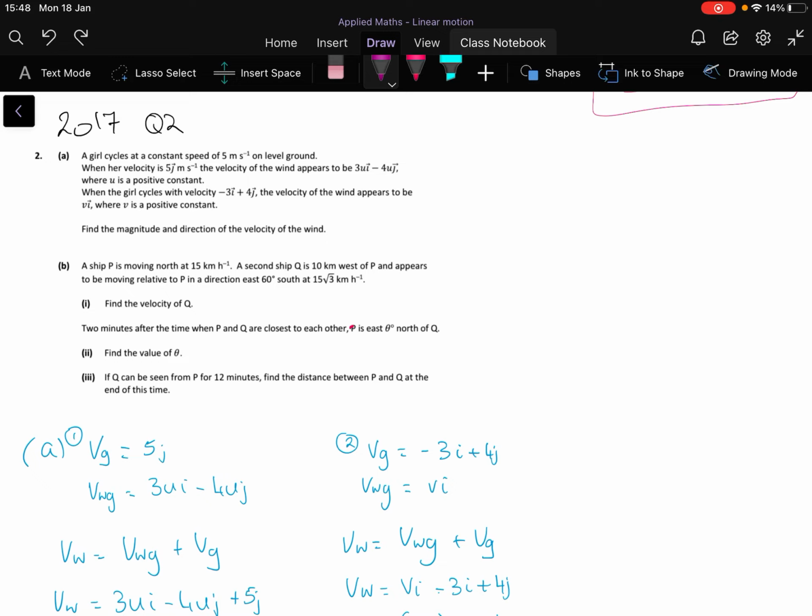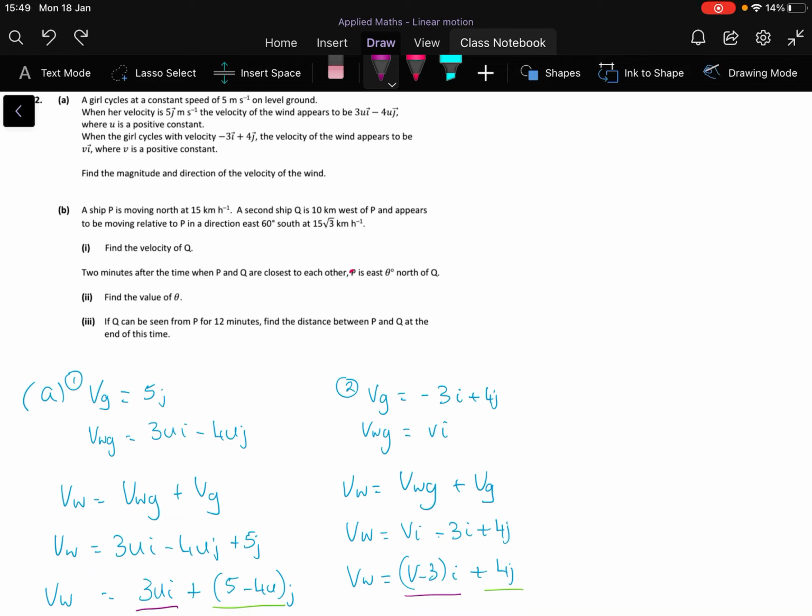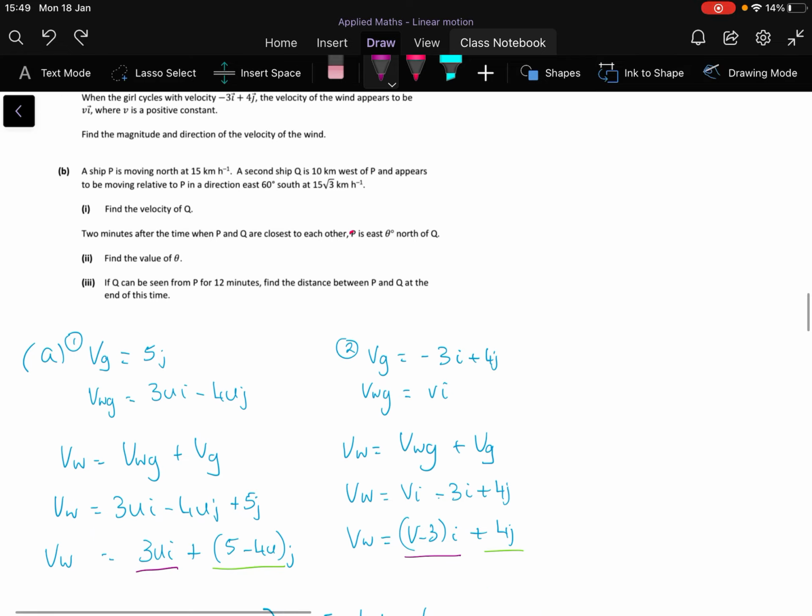The velocity of the wind appears to be 3ui minus 4uj, and that's my velocity of the wind relative to the girl. So that's my first piece of information, and I'm going to use my velocity formula: the velocity of the wind is equal to the velocity of the wind relative to the girl plus the velocity of the girl. So I'm substituting all my values in there. It's going to be 3ui minus 4uj plus 5j. And then I have my 3ui for my i's, and then 5 minus 4u for my j's.